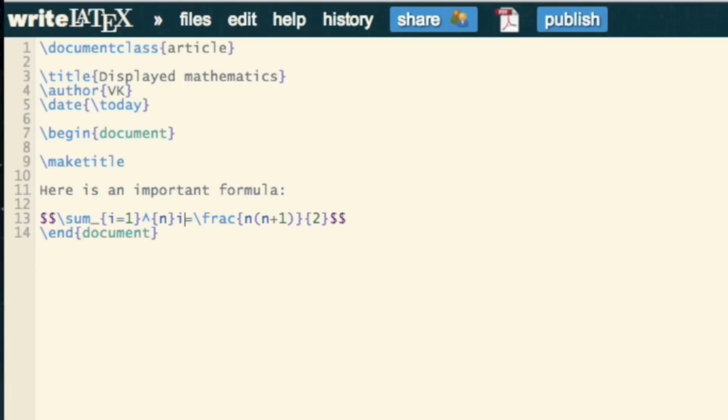the summation. \frac is a command for fractions, and it's followed by two sets of curly brackets. The first denotes the numerator, and the second the denominator. And all this can also be done not with double dollar signs, which is my preference, but with slash square brackets.